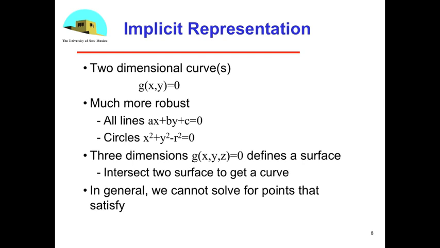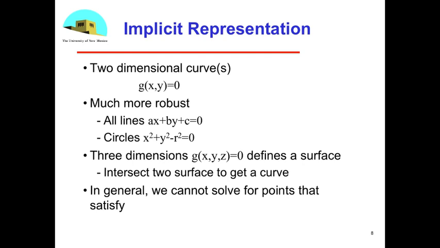You can also write any line in the form ax plus by plus c equals 0 for proper choices of a, b, and c, and that'll include both vertical and horizontal lines. In general, the implicit representation is more robust, and you can represent more curves and surfaces using the implicit form, but again, you can't solve it.